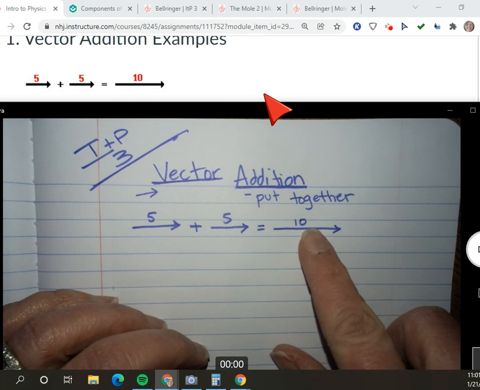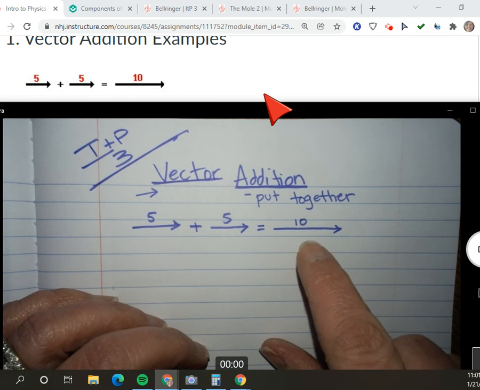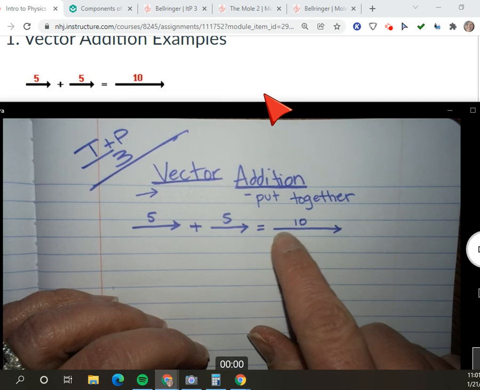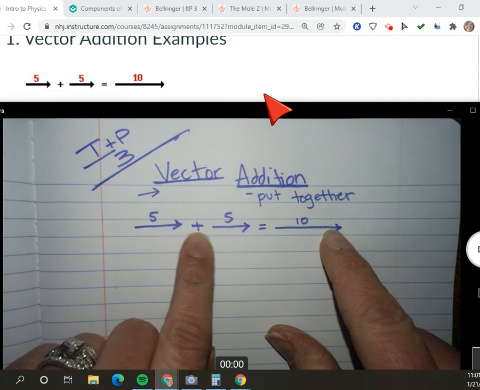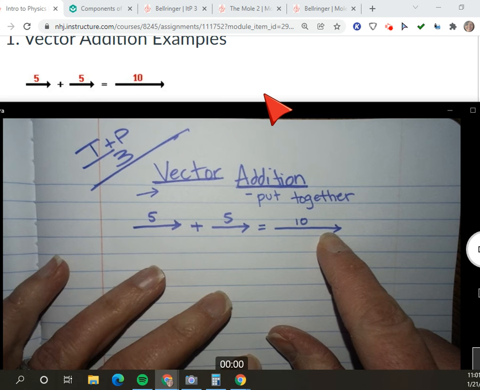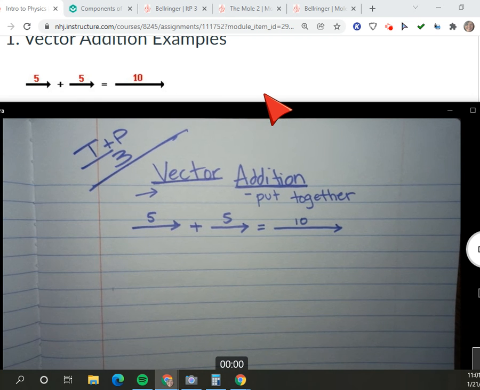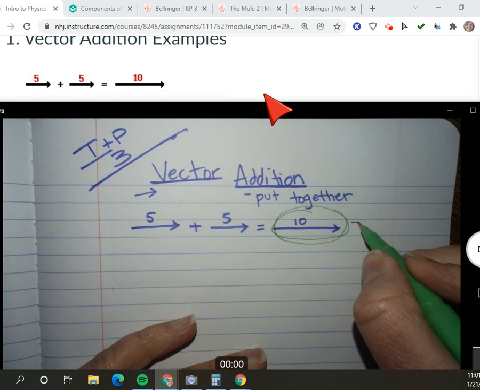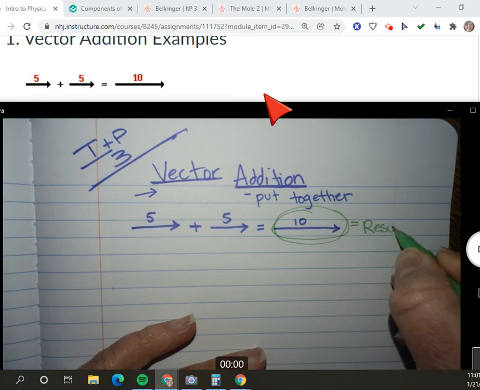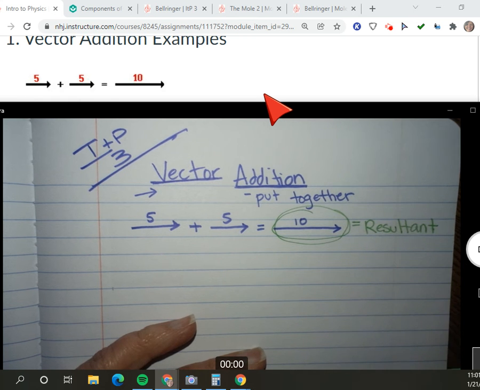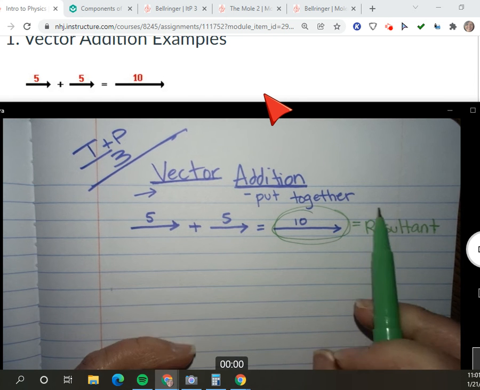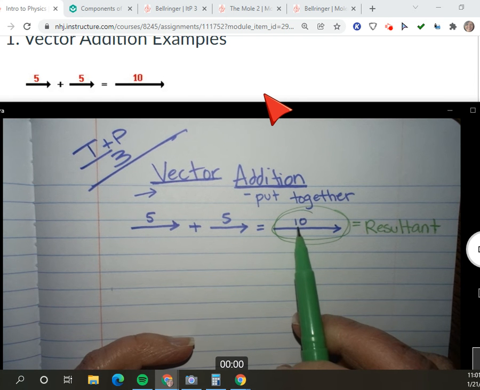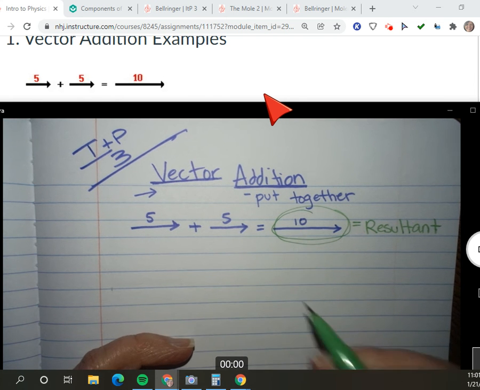Notice my resultant vector is twice as long. So we added the size of the vectors together. We're going to go ahead and label that the resultant, right? So this right here. When they ask you what is the resultant magnitude, then they're asking you what is the number that is on the vector.